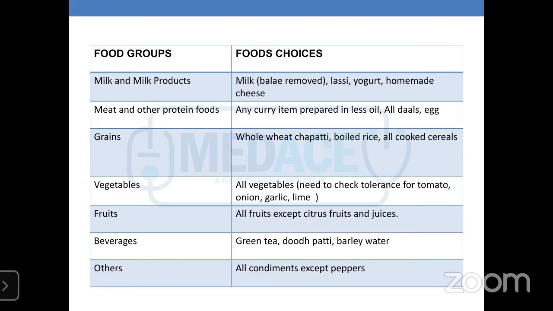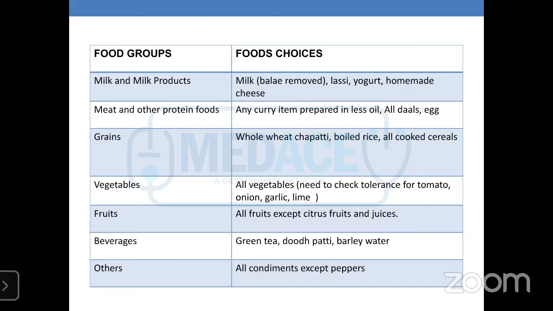Okay, then fruits: all fruits can be taken except citrus fruits and fruit juices, which includes both. Whether you make citrus juice at home, or commercial juices, they are not good for your health. But if consuming citrus fruit does not cause you a problem, then they can also be consumed. It is also advised that you consume these citrus fruits with a meal instead of on an empty stomach.